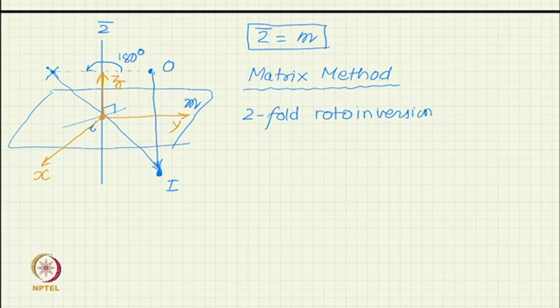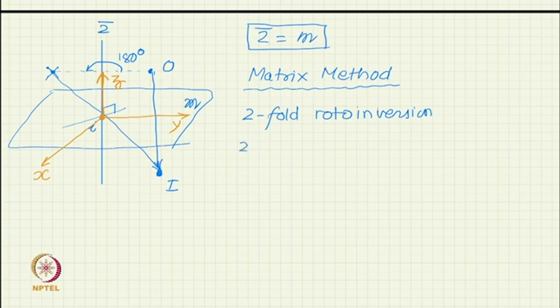This is the requirement, and this is the limitation of matrix method, because in matrix method, matrix is always with reference to some axis. See, geometrically when I was doing, and I told you that 2 bar is m, I did not need x, y and z axes, I only needed the axis and the center and the mirror plane. But now if you want to write a matrix for the symmetry operation, you require where is the origin and what are the axes. So, this is a convenient set of axes for two-fold roto-inversion.